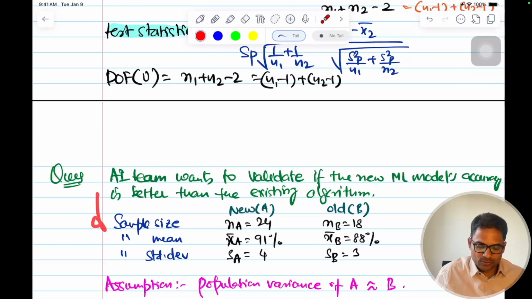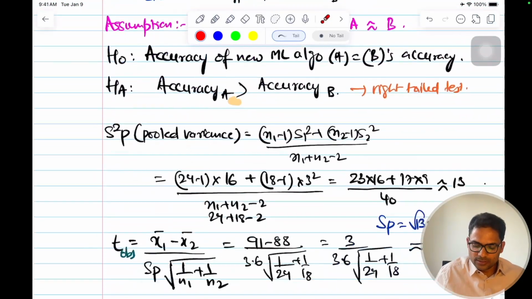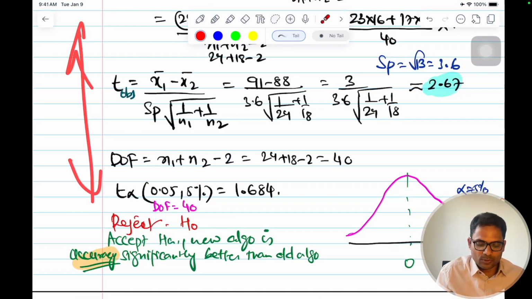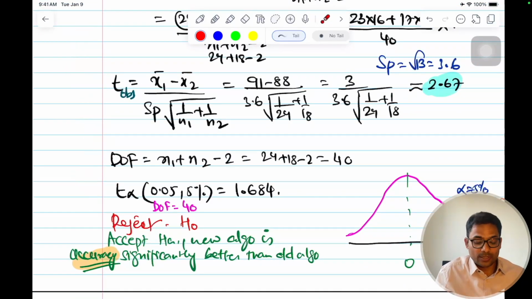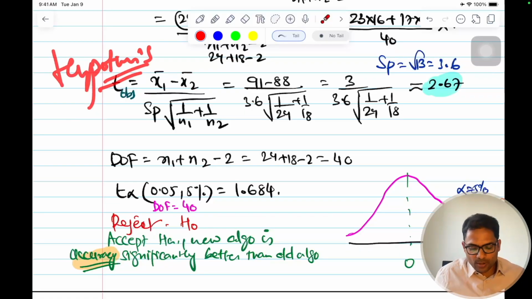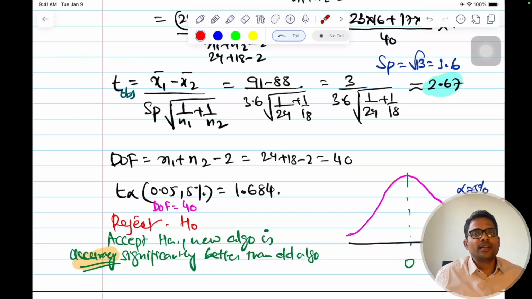And then we saw a problem to solve this, and we understood it. We followed all the steps of hypothesis testing to understand this. So slowly we'll do more problems on hypothesis testing, and you will get more hang of it and get better at it.